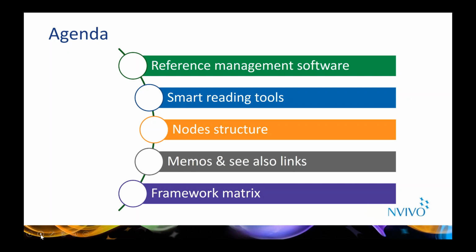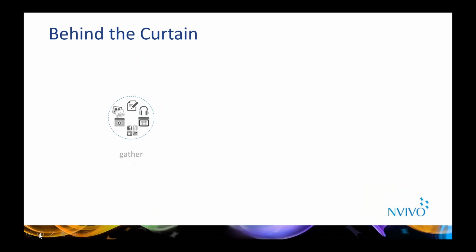Want to talk about the idea of memos and see also links. Those are 2 things. Memos often get touched on in a lot of other formats, but they really hold the key when you think about getting ready to publish. And the see also link, which often gets overlooked, actually has a very powerful use in this type of structure. And finally, taking a look at the framework matrix and how it can have a role in preparing for the writing process.